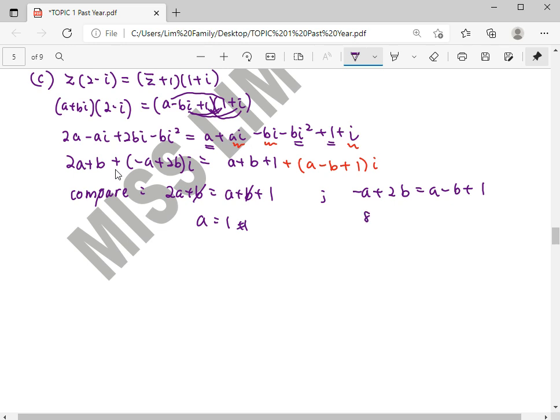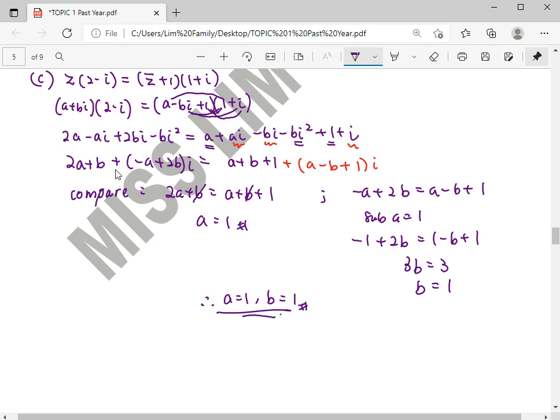Okay, done with a equals to 1. So we can substitute here when a equals to 1, so negative 1 plus 2b. So what is our b? 3b equals to 3. So your b is equal to 1. So they said find the value of a and b. So therefore the conclusion: a equals to 1 and b equals to 1. That will be our conclusion as the question asks us to find.